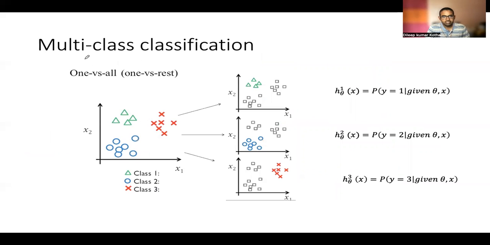Now let's talk about multi-class classification. So here, instead of two classes, you have three classes. One is a triangle class, other one is a cross mark class, other one is a circle class. So let's call them class 1, class 2, and class 3. Now what you do, whatever are in class 2 and class 3, you make them similar. So we take them to be squares, whatever class 2 and class 3. Now you can see this has converted into a binary classification problem.